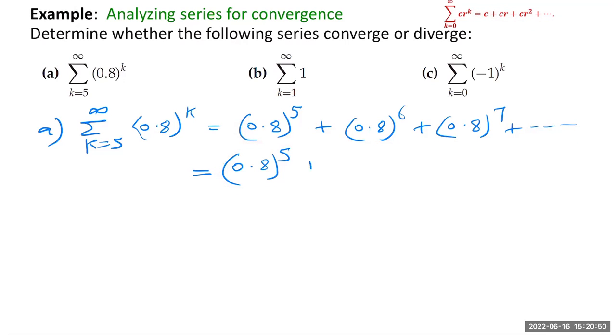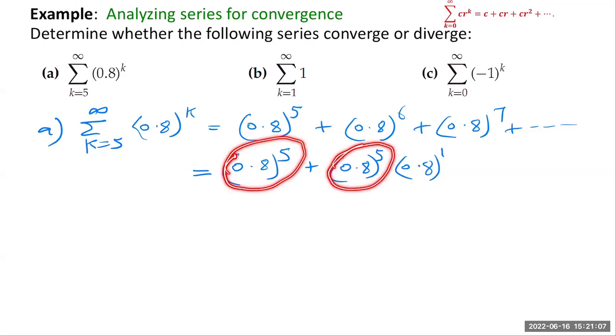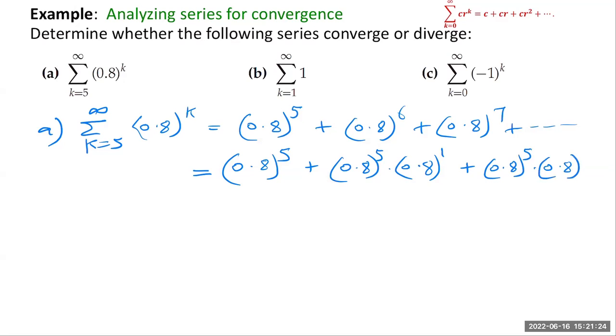But the next term, I'm going to write as 0.8 to the power 5 times 0.8 to the power 1. Why is that? Because the first term is C, the next term is C times R. So I should have the same C in the second term, the same term times something. That is 0.8 to the power 1 because I need 0.8 to the power 6 here. So the next term can be written as plus 0.8 to the power 5 again times 0.8 to the power 2.